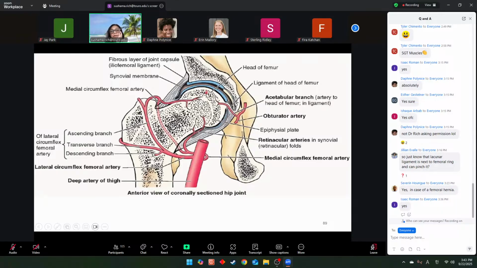Watch this. This is the head. This is the neck. This is the greater trochanter. Here is going to be the lesser trochanter, and here's the lateral femoral circumflex.